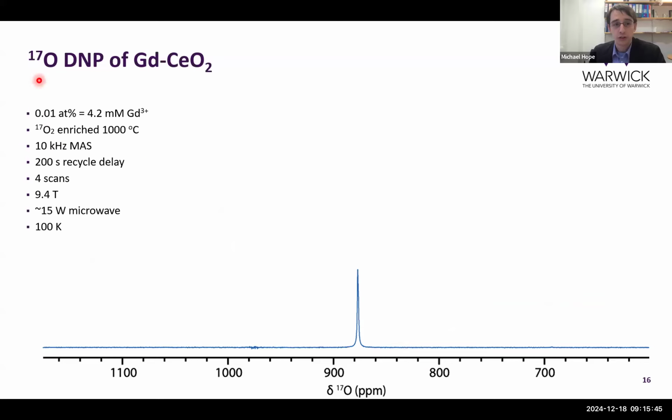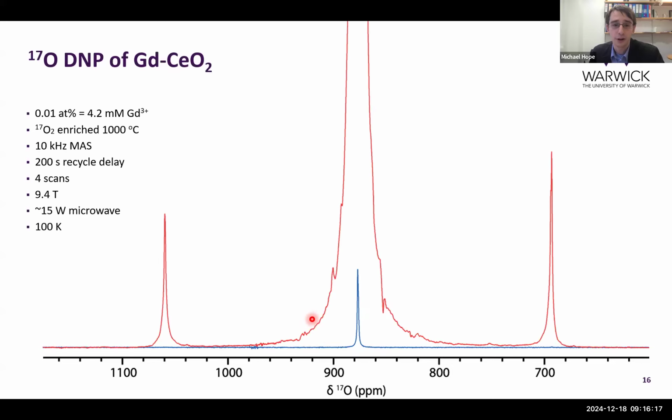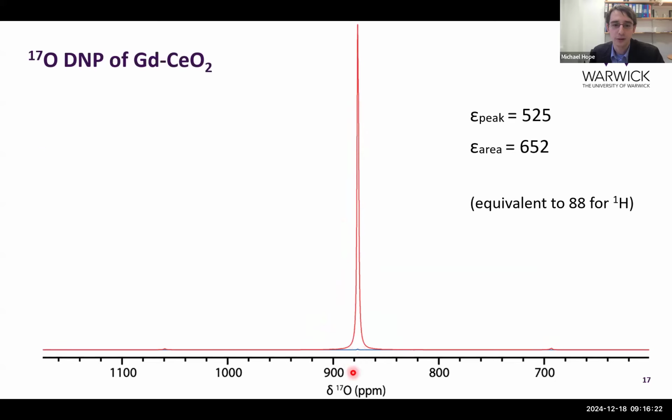So here I'm going to show you some oxygen DNP of gadolinium-doped ceria. Cerium itself has no NMR active isotopes, and so we're going to do some oxygen. Oxygen has a low natural abundance of 0.04%, and so this sample is actually oxygen enriched, enriched with 17O, and this is on a 9.4 Tesla DNP system operating at 100 Kelvin. What I'm showing here is the oxygen spectrum with no microwave irradiation. And then if we turn on the microwaves, we get a massive boost in the NMR signal. If we zoom out, you can barely see the microwave off signal.